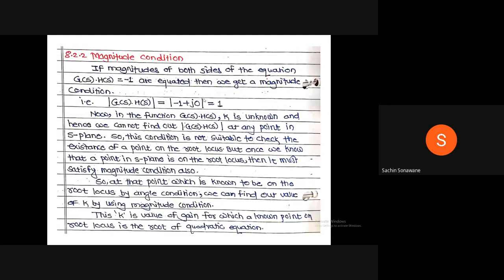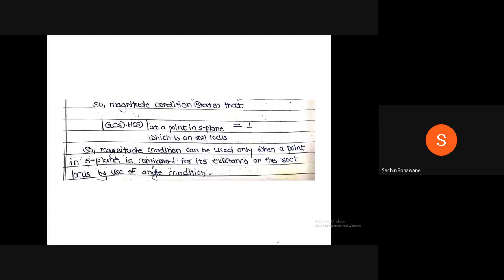But once we know that a point in the S plane is on the root locus, then it must satisfy the magnitude condition also. So at that point, which is known to be on the root locus by the angle condition, we can find out the value of K by using the magnitude condition. This K is the value of gain for which a known point on the root locus is the root of the characteristic equation. So the magnitude condition states that mod of G(s)H(s) at a point in the S plane which is on the root locus is equal to 1. So the magnitude condition can be used only when a point in the S plane is confirmed for its existence on the root locus by use of the angle condition.